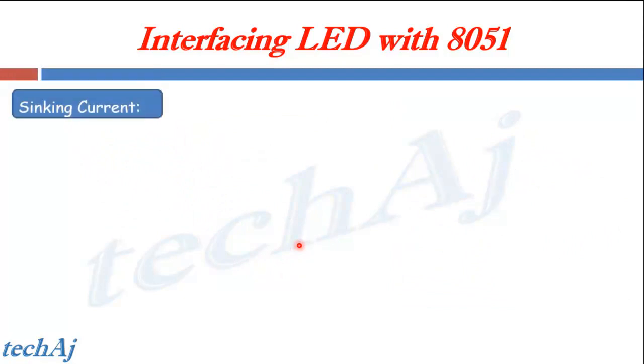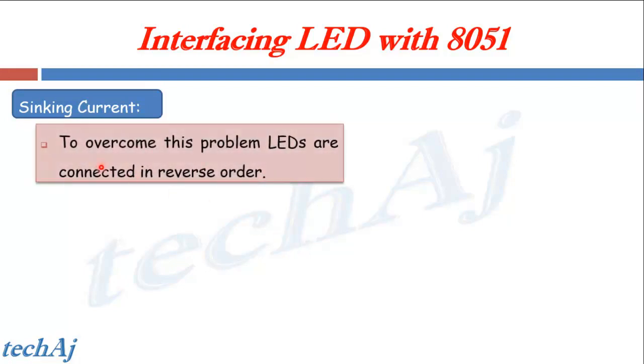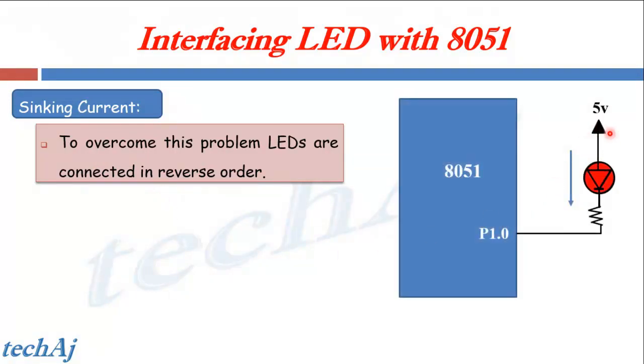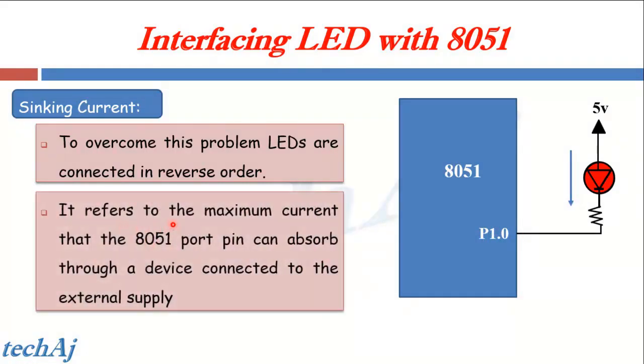The second configuration is sinking current. To overcome the problem of the current sourcing configuration, the current sink configuration can be used, in which LEDs are connected in reverse order. Here, the LED is driven by the external supply. So current will pass from this supply through the LED and this current is sunk by the microcontroller pin. It refers to the maximum current that an 8051 port pin can absorb through the device connected to the external supply.